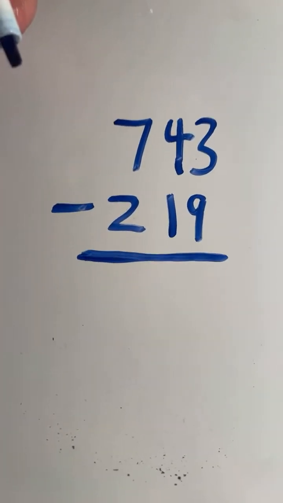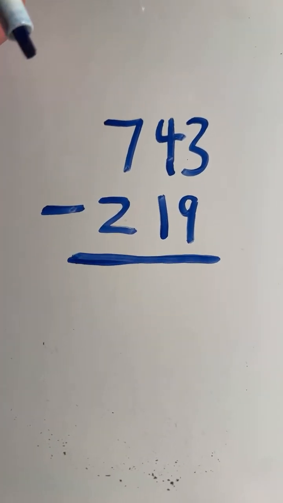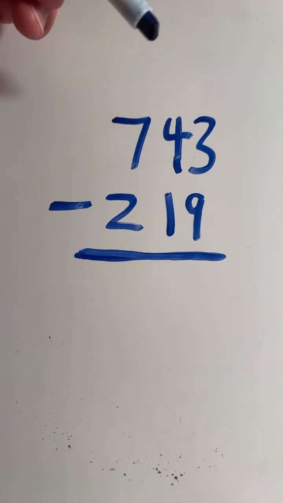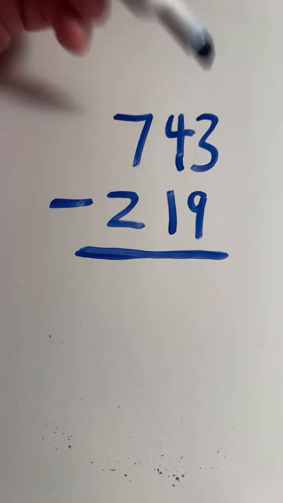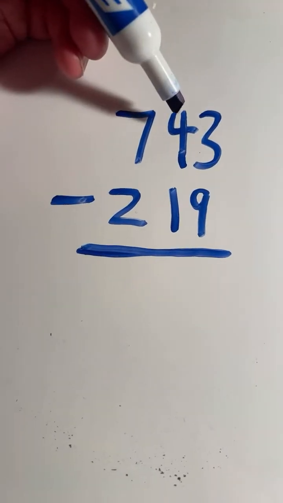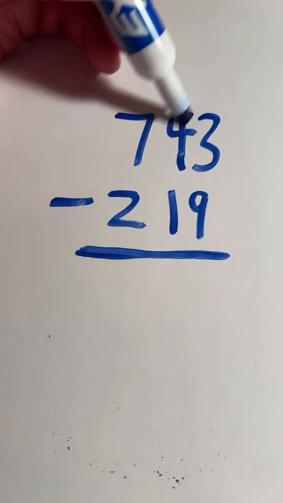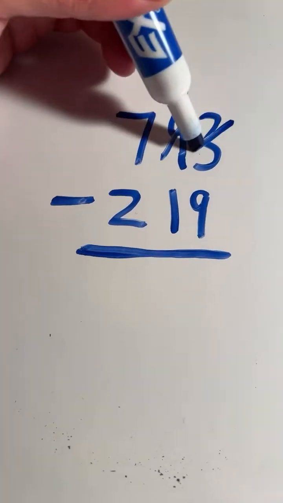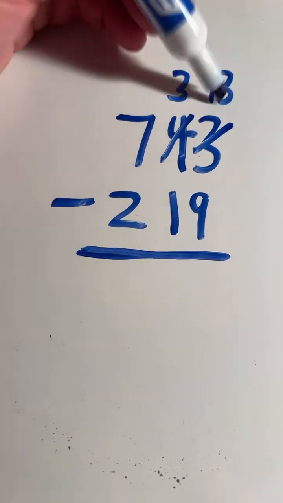So again, before we subtract, we check if regrouping is needed. And in this problem, the only area where regrouping is needed is the ones place. So that means we have to take a 10 from the tens place and add it to the ones place. So the 4 is going to become a 3. The 3 is going to become a 13.